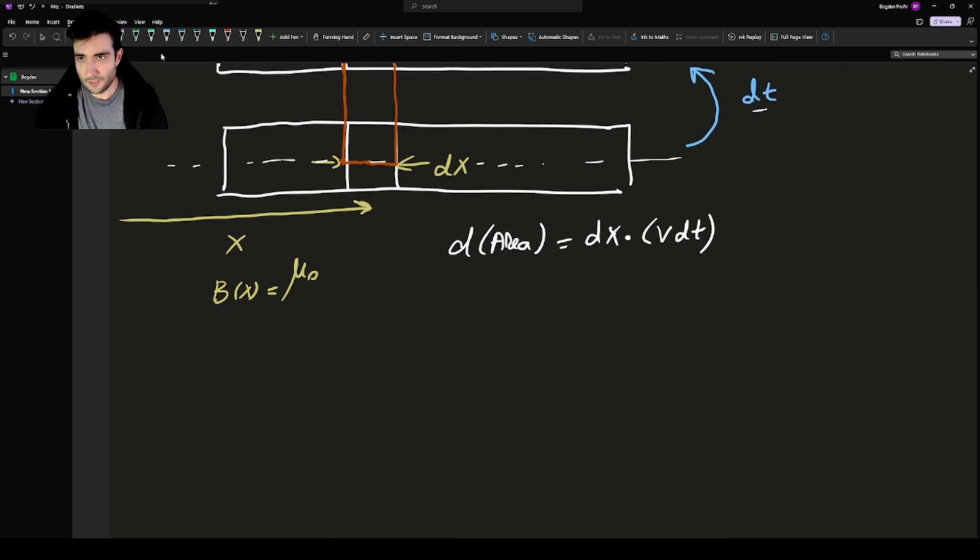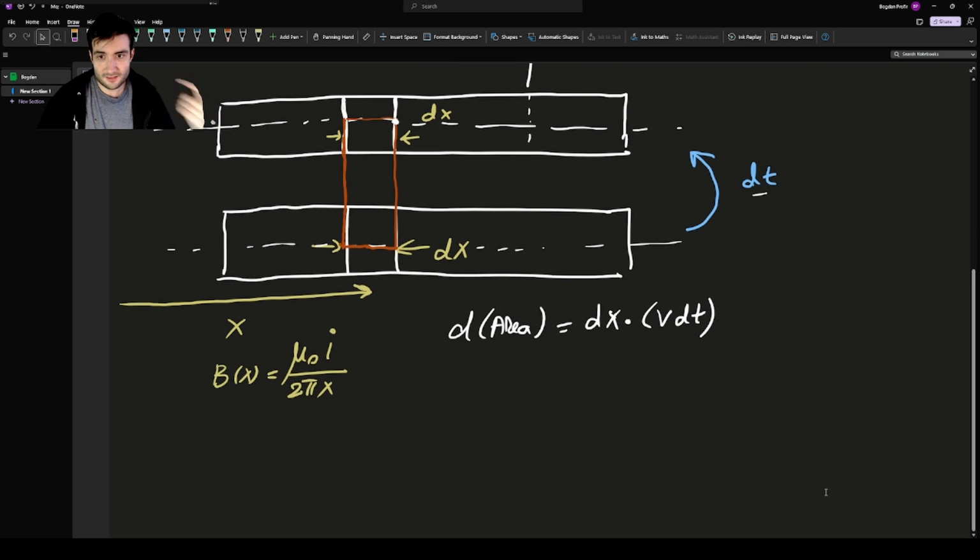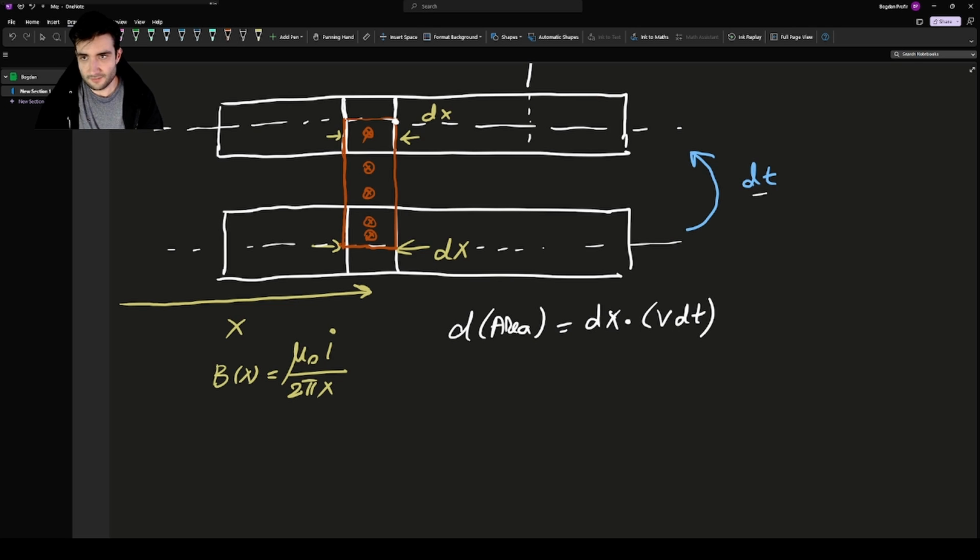Okay, so I'll write it here again. It's mu 0 I over 2 pi x. So we have the area, we have the magnetic field. So what we can do is we can actually find out what is the magnetic flux, right? So we know the magnetic field in this area, everywhere in this area, is pointing this way. So we can find out the flux.